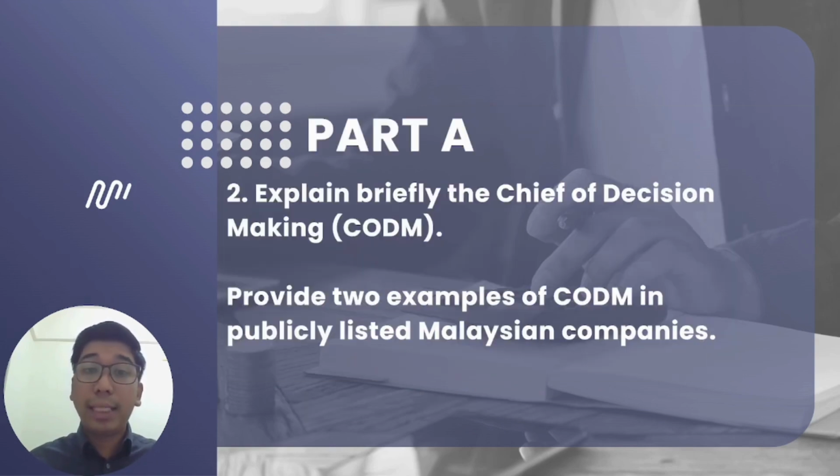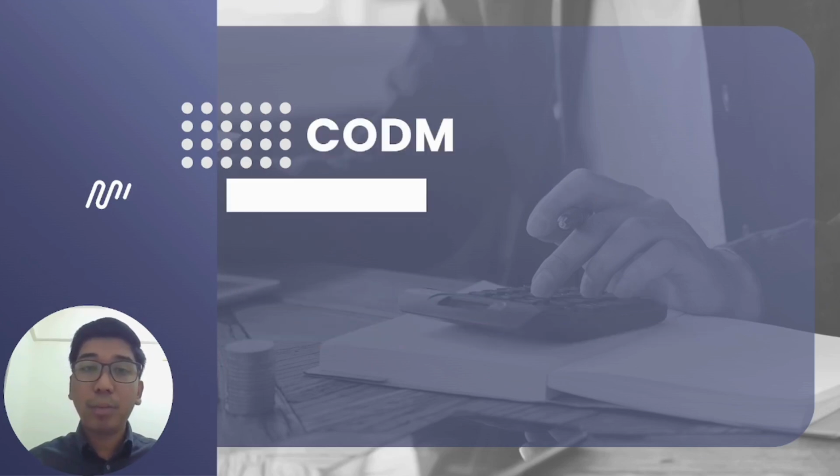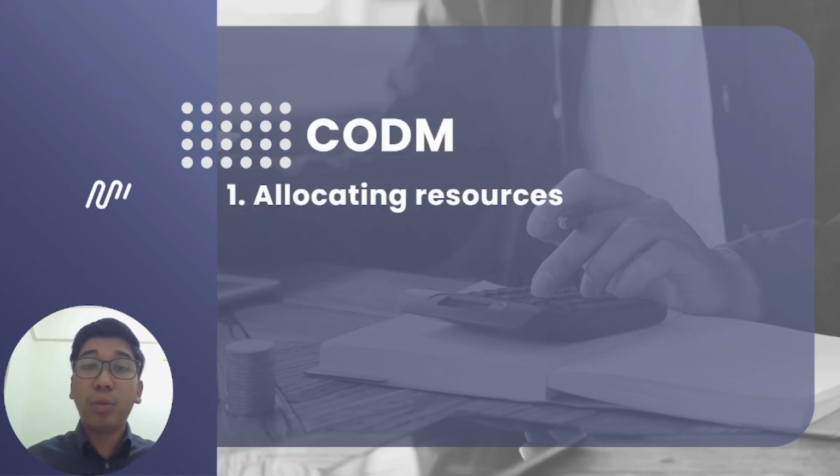Second question, explain briefly the chief operating decision maker, which is CODM. Second is provide two examples of CODM in publicly listed Malaysian companies. So the role of CODM is allocating resources, which means that CODM will do the budgeting and planning towards all the departments or segments inside the company.